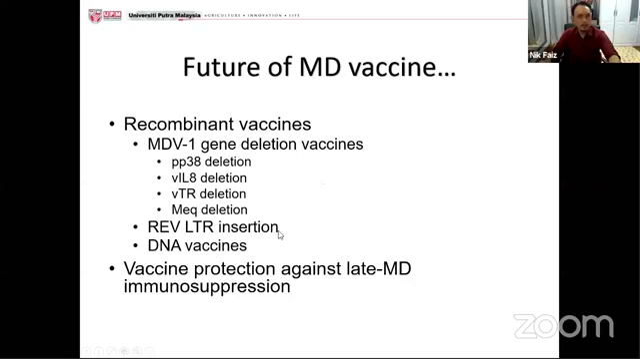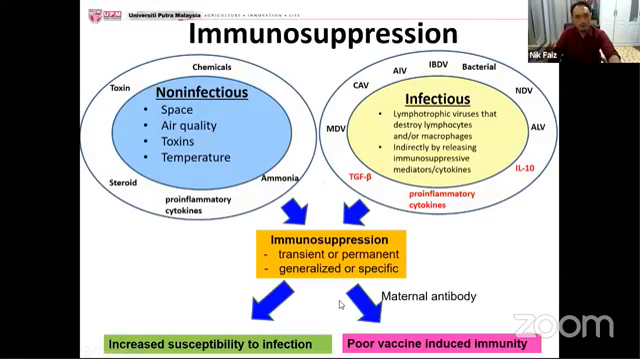For recombinant vaccines, some have been developed through gene deletion of serotype 1 vaccines, and also insertion of REV-LTR inserts and the use of DNA vaccines. Right now, we're also looking forward to vaccine protection against late Marek's disease immunosuppression. This is also one of my research interests, because currently all the Marek's disease vaccines protect against the development of tumors, but none of the current vaccines protect against the development of immunosuppression. So these are the prospects of future Marek's disease vaccines that we're looking forward to.